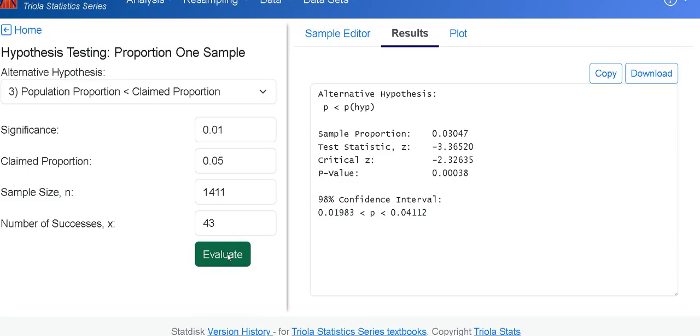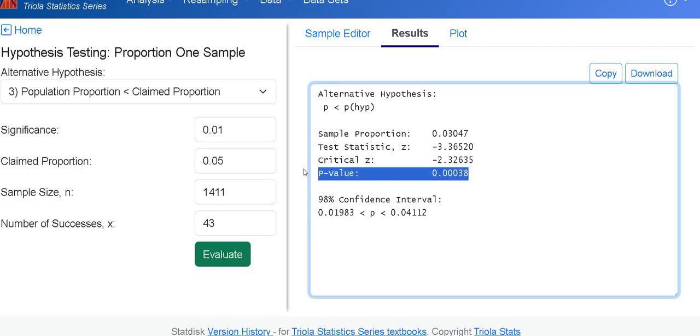All right, what information do I need here? So we're now on to the 4th step. What information is being asked for in the 4th step? P-value. So the p-value is 0.00038.